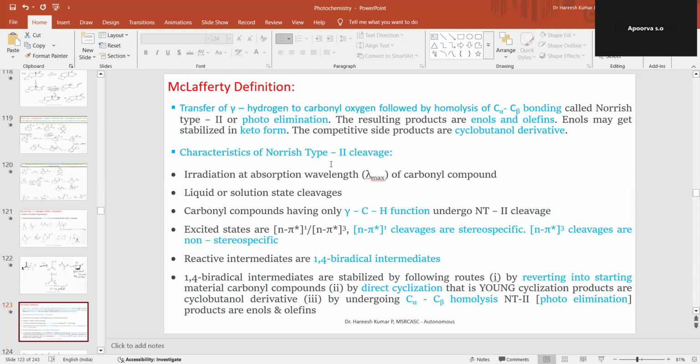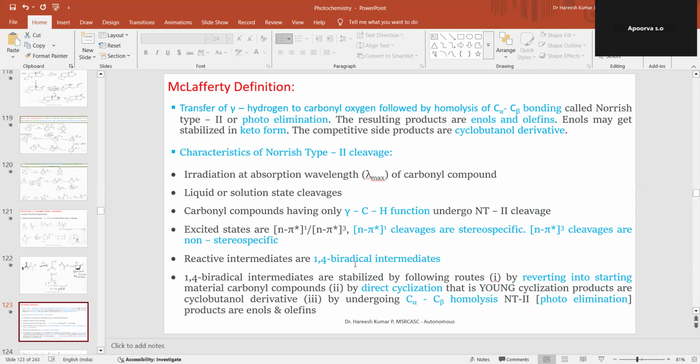What are the characteristics of Norrish type II reactions? Irradiation at the absorption wavelength, that is lambda max of the carbonyl compound, is one characteristic. Another is that type II reactions are possible in the liquid state as well as the solution state. Photocleavage occurs, and carbonyl compounds having a gamma C-H function undergo Norrish type II cleavage. The excited states are n-pi star singlet and n-pi star triplet. The n-pi star singlet cleavages are stereospecific, while the n-pi star triplet cleavages are non-stereospecific.